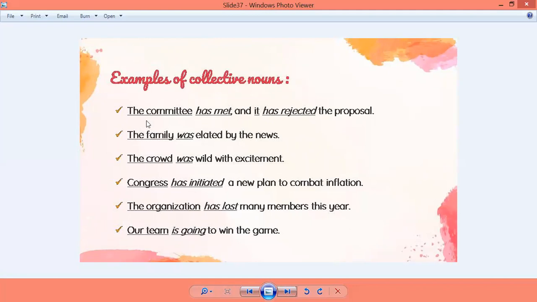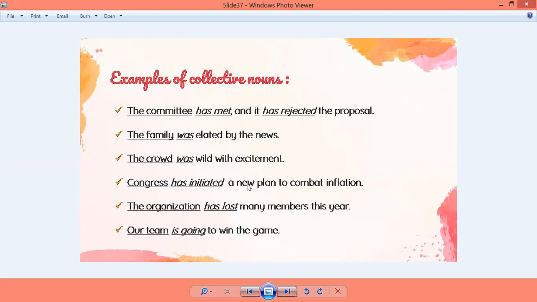Say for example, the committee has met and it has rejected the proposal. यहाँ पे हमने has और has दो बार use किया, और it भी use किया instead of using they, right? Singular verb ही use किया है हर जगह पे. The family was elated by the news. खुश हो गए. Was use किया है हमने, were नहीं. Why? Because the family is a collective noun, and any collective noun is to be followed by a singular verb. The crowd was wild with excitement. Again, crowd, a group of people, and hence was is used.